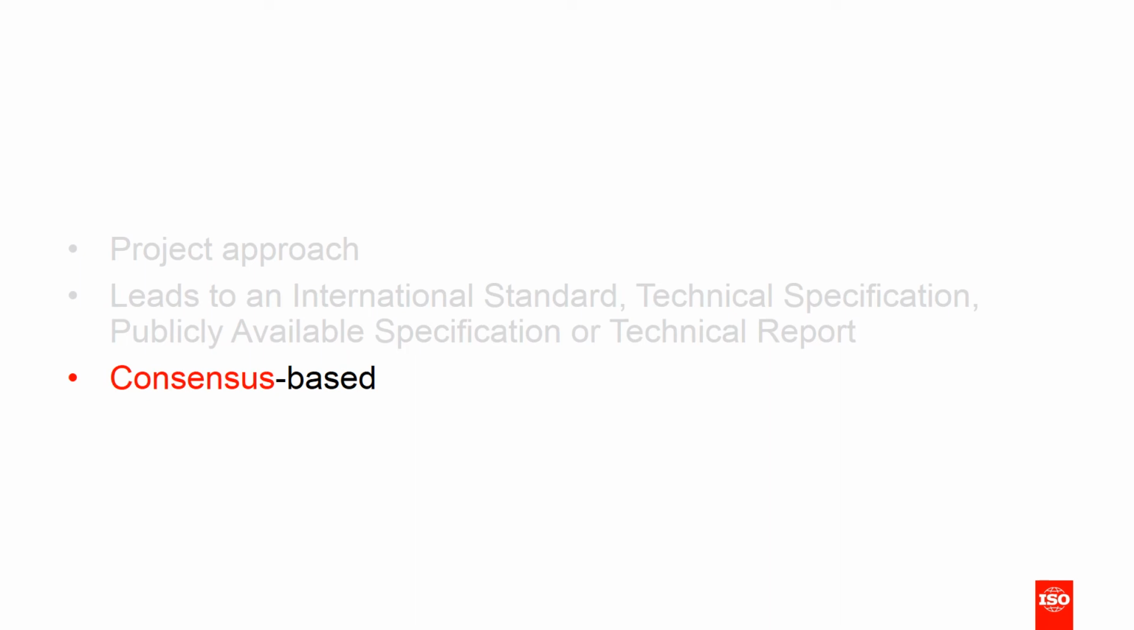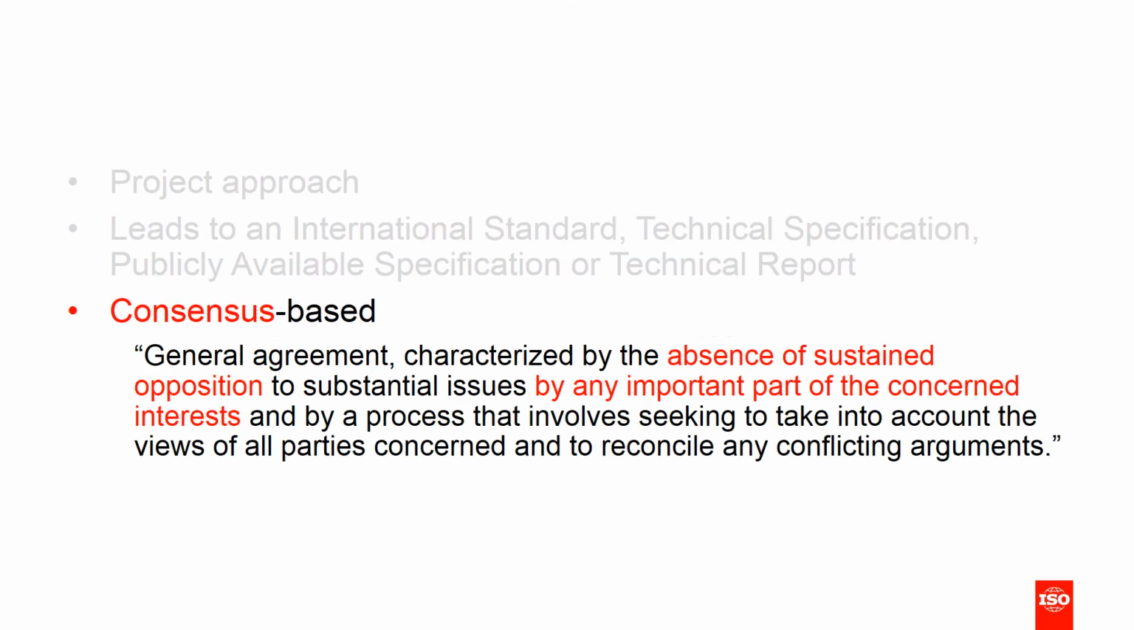To reach consensus, many different points of view will of course be expressed and addressed as the document moves forward to the various steps. We'll see, as I said earlier, the different layers of consensus in the future courses. However, sustained opposition is views expressed at meetings of committees, working groups, or other ad hoc groups, which are maintained by an important part of the concerned interests and which are incompatible with the committee consensus. Any such sustained opposition needs to be recorded.